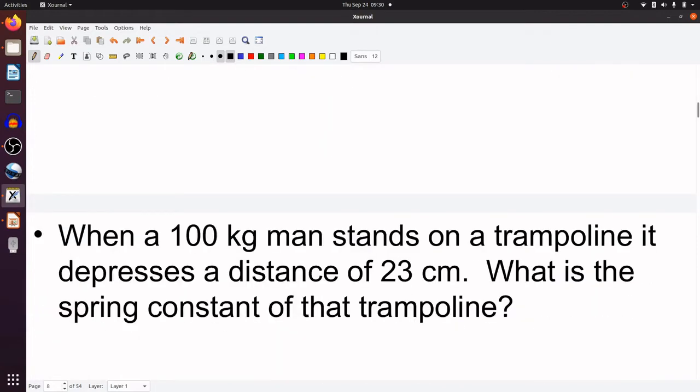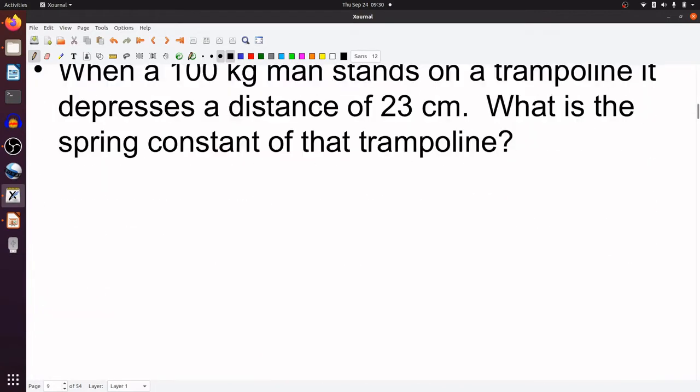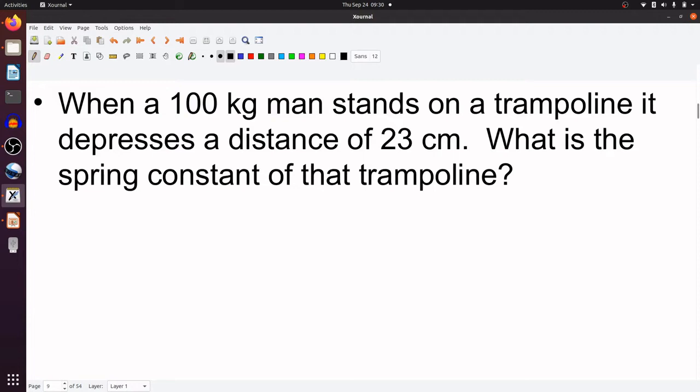So I'll go ahead and do a problem. All right. Let's say a 100-kilogram man, so 222 pounds roughly, stands on a trampoline. It depresses a distance of 23 centimeters. What is the spring constant of that trampoline? So we use the fact, and I'll just use the positive version, F is equal to kx. We're looking for k. The force is going to be the weight of the man. So this is going to be mg is equal to kx, and we're looking for k. So it's just going to be mg over x.